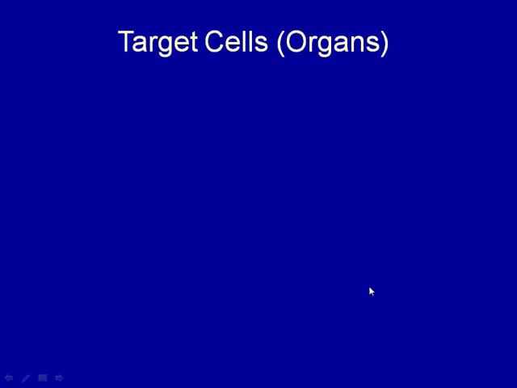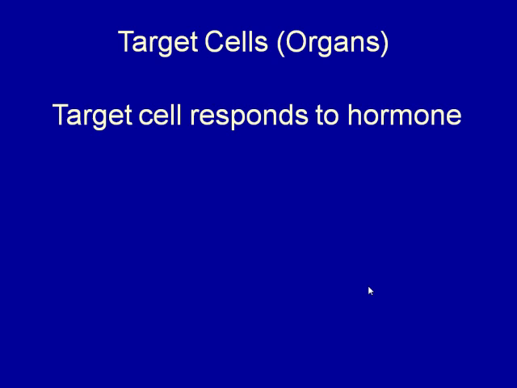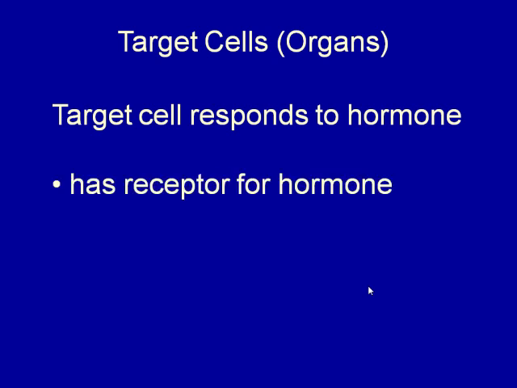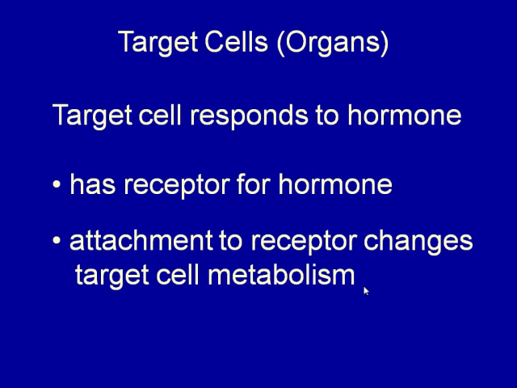Since hormones travel in the bloodstream, they go to every single cell in the body, but only certain cells respond to the hormone, and these are called target cells. In order for a cell to respond to a hormone, it has to have a receptor for that hormone on the cell membrane or someplace in the cell. When the hormone attaches to the receptor, it changes the metabolism of the target cell.